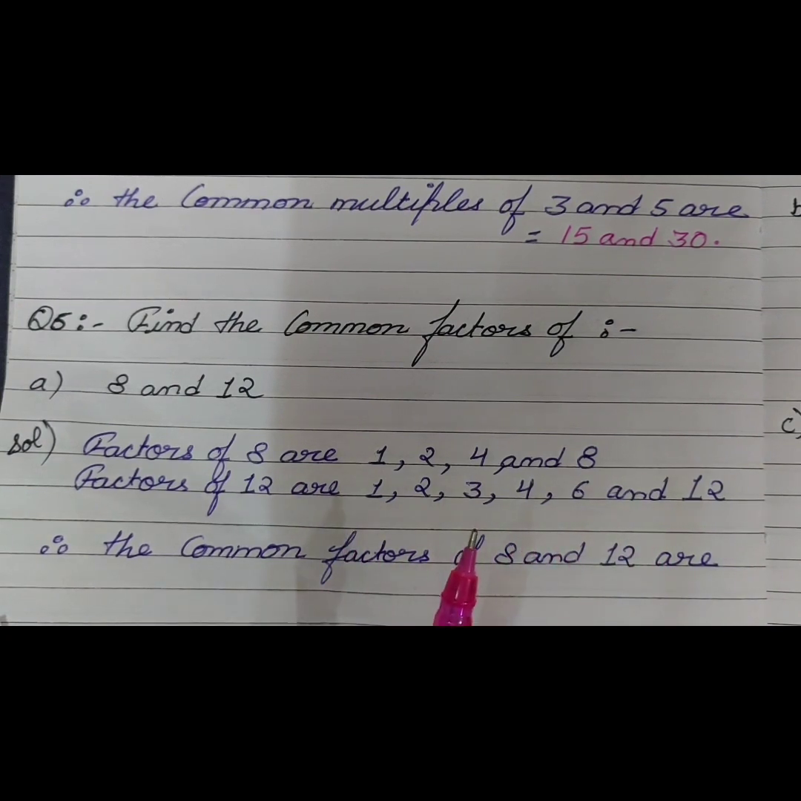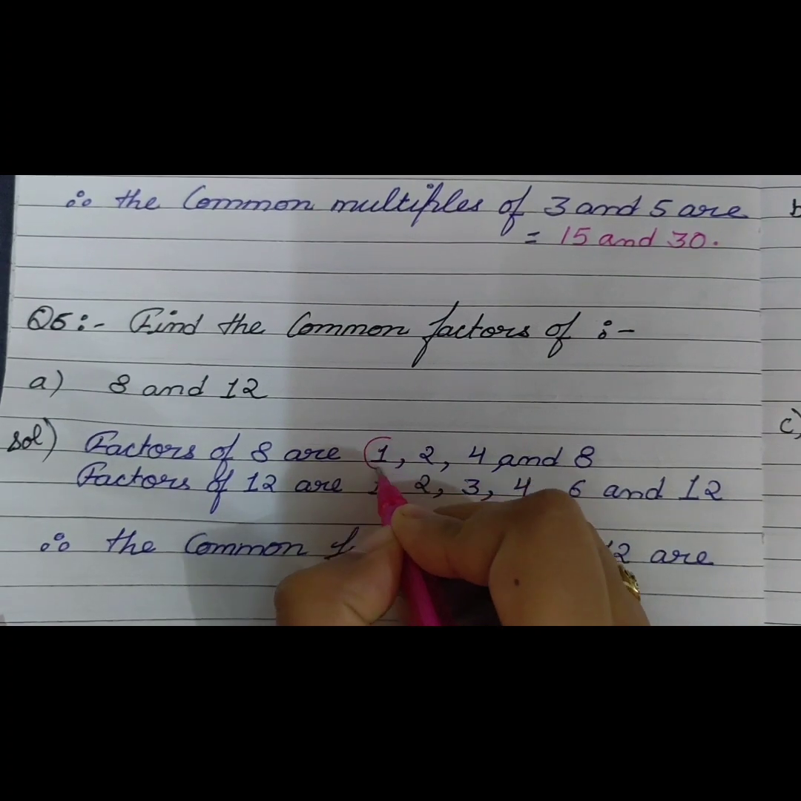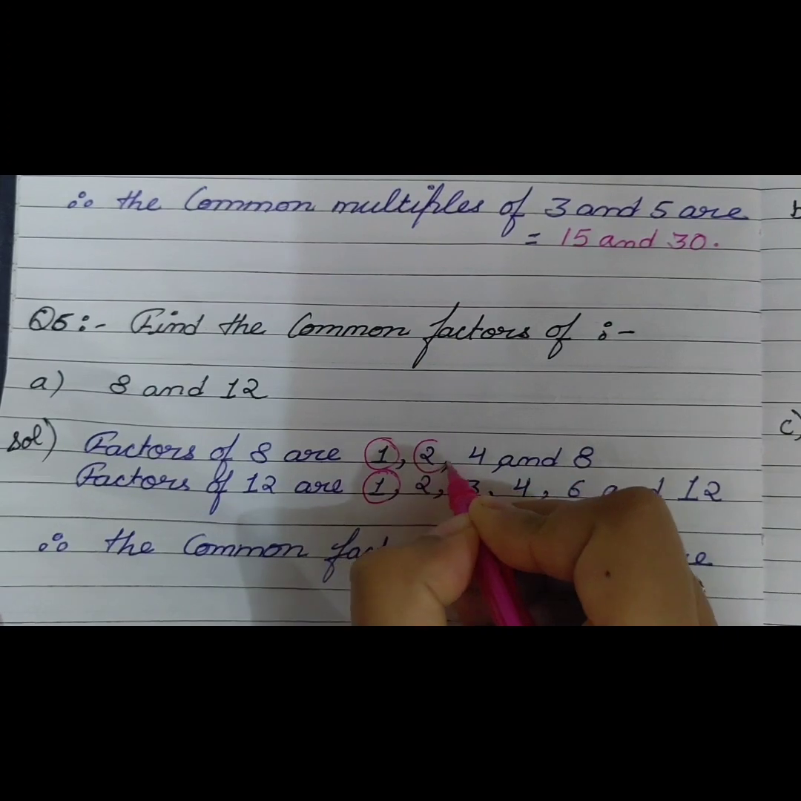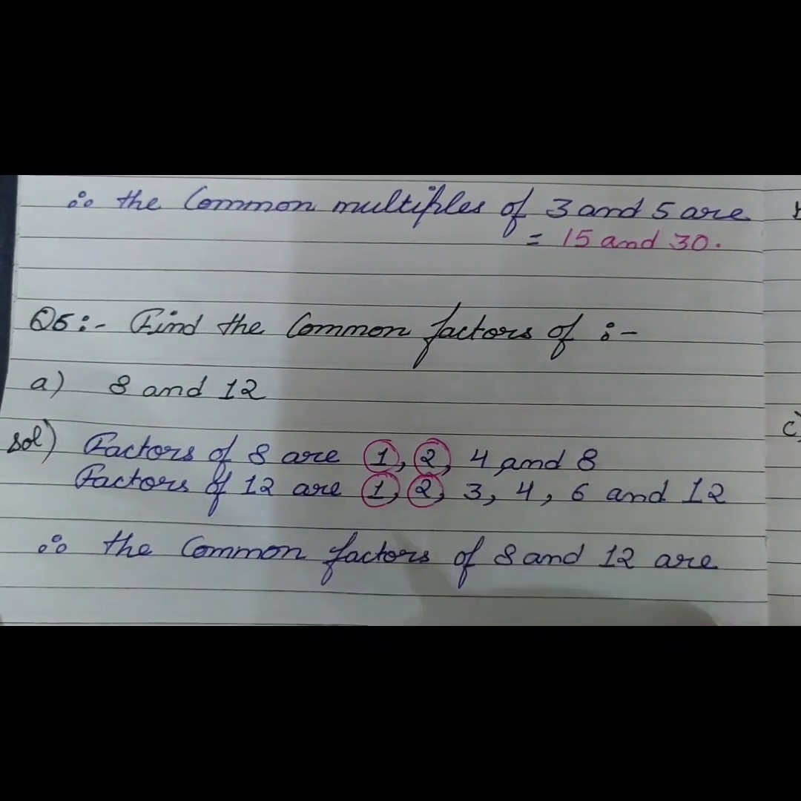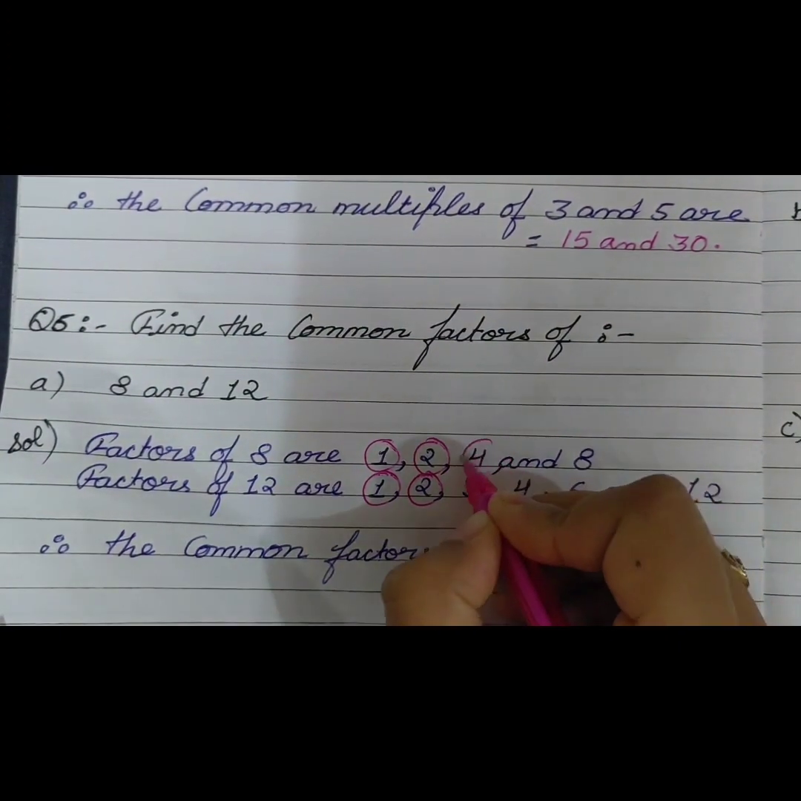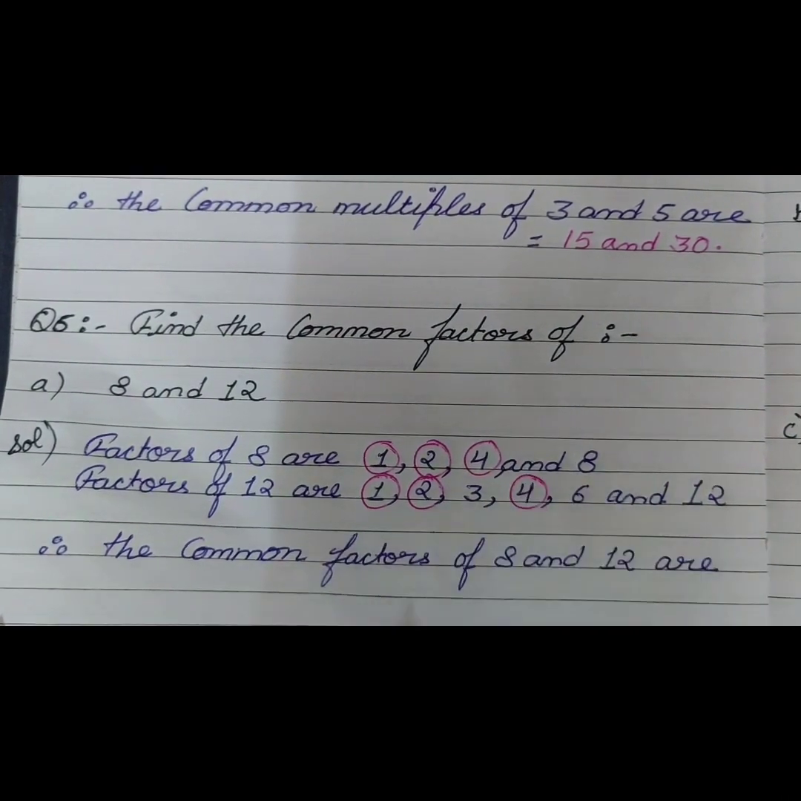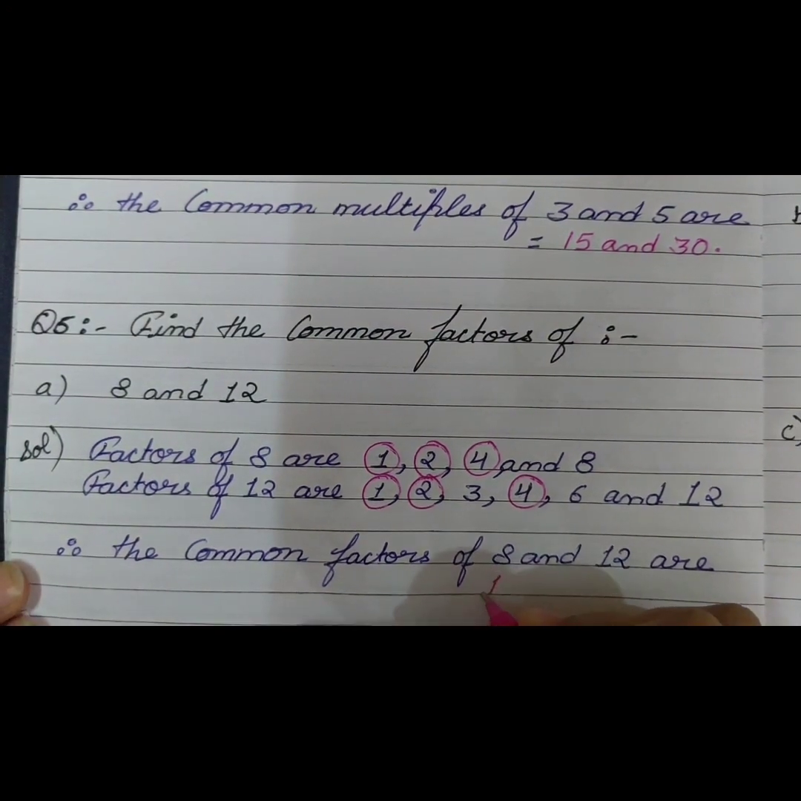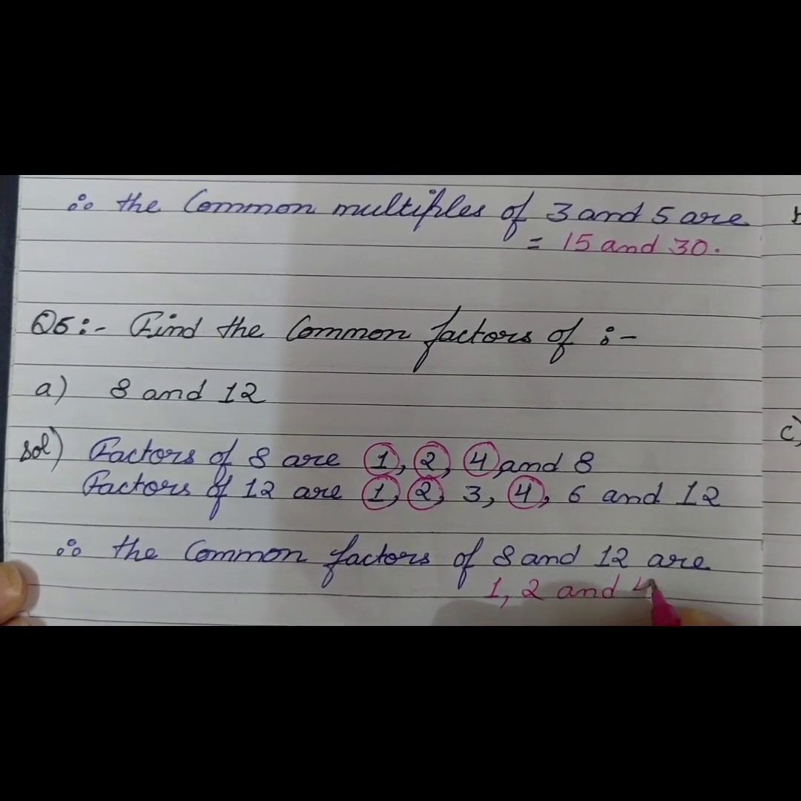Now our next step is to observe the common factors. So encircle the common factors. Here 1 is common, 2 is common, then 4 is common. Therefore, the common factors of 8 and 12 are 1, 2 and 4.